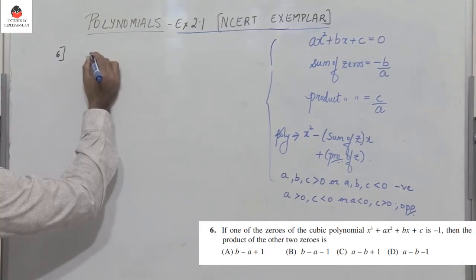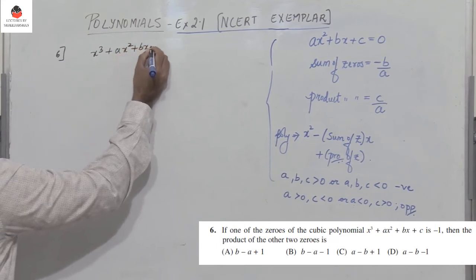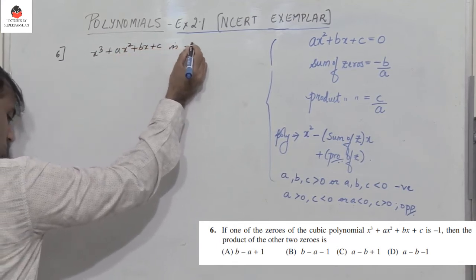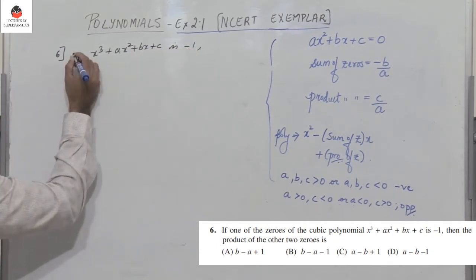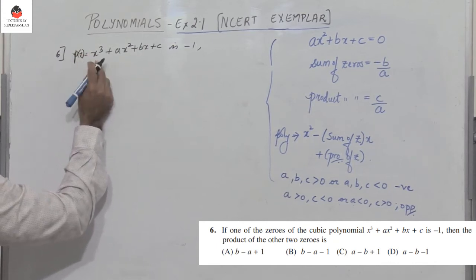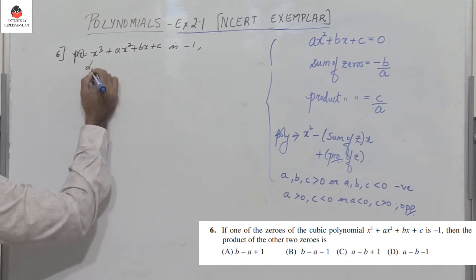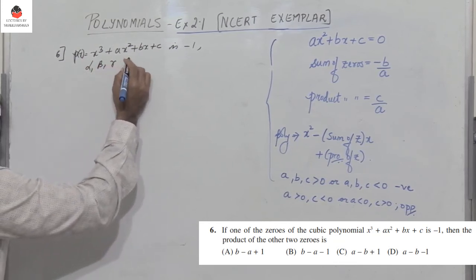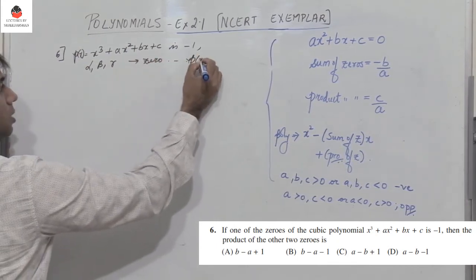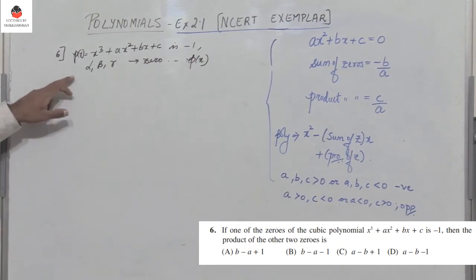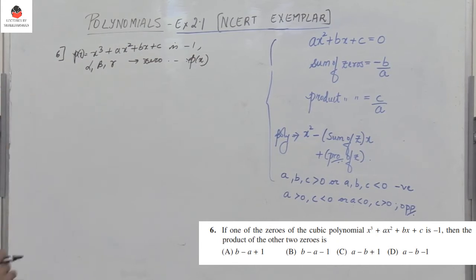If one of the zeros of the cubic polynomial x cube plus ax square plus bx plus c is -1, then we need to find the product of the other 2 zeros. So this is p of x given, which is x cube plus ax square plus bx plus c. And let alpha, comma beta, comma gamma be the zeros of the cubic polynomial p of x. Right? So these 3 are the zeros of the cubic polynomial, and we find that one of the zeros of this cubic polynomial is -1.